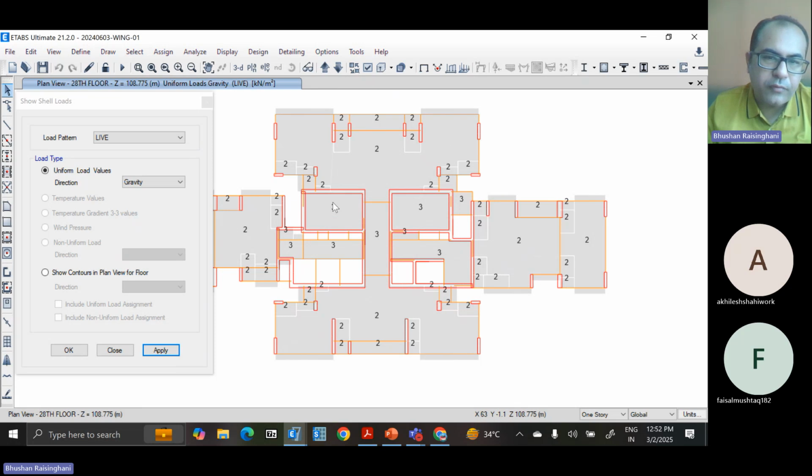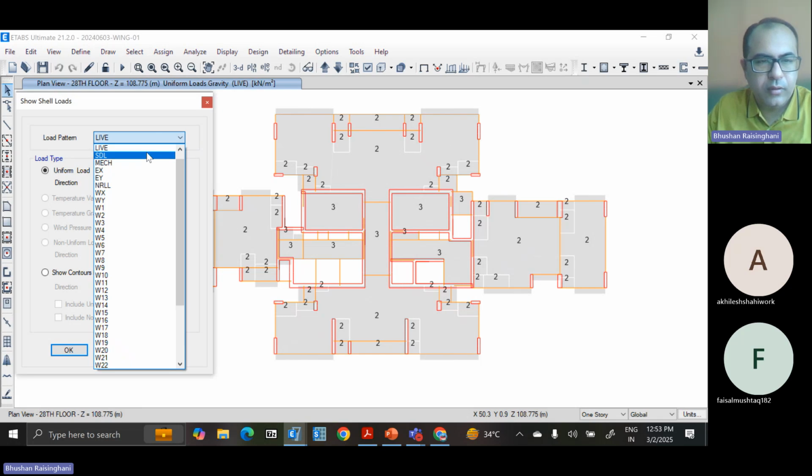You can see this is the lift load, in which lift load they have taken as 3 kilonewton per meter square. So based on that also there are different loads that are coming. Maybe 10 kilonewton per meter square also may come. So after getting the real loading, you can also apply, or you can take 10 kilonewton per meter square for the lift area.